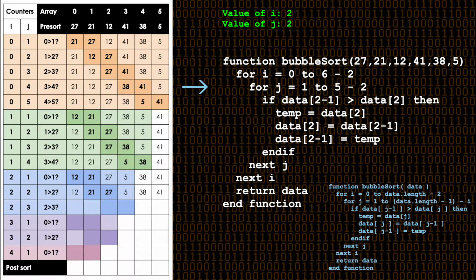So j now has a value of 2, and the element before that is 21. Is 21 bigger than 27? No. Don't do any swapping. Move on to the next value of j.